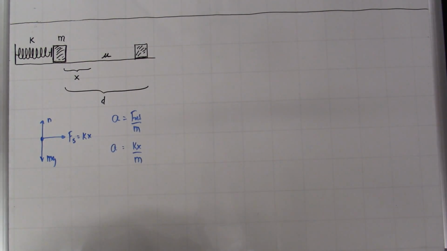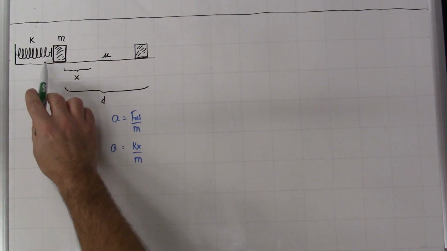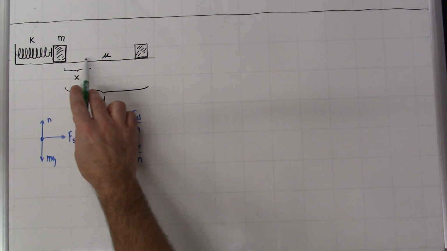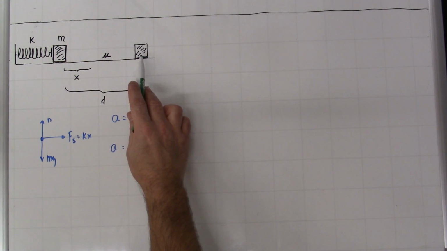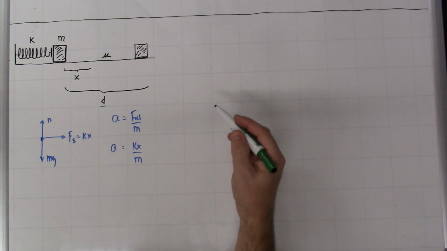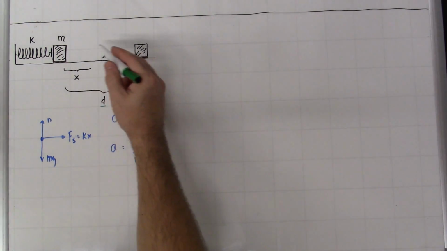The next question says, how far along would this slide before coming to a stop? So in essence, if you push the spring back a distance x and you let it go, it's going to start to slide, and it's going to slide all the way and come to a stop here. So what we're doing is we're looking for d. So what does that mean? Well, what do we know?